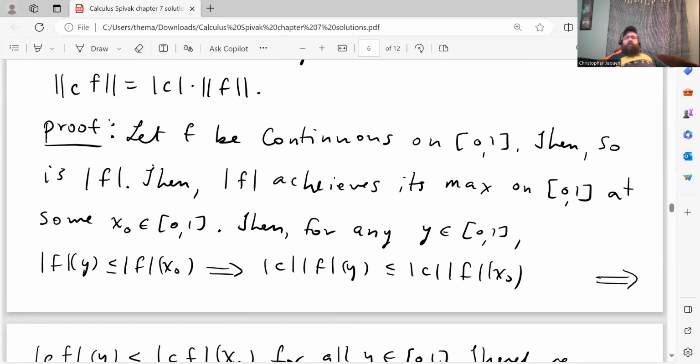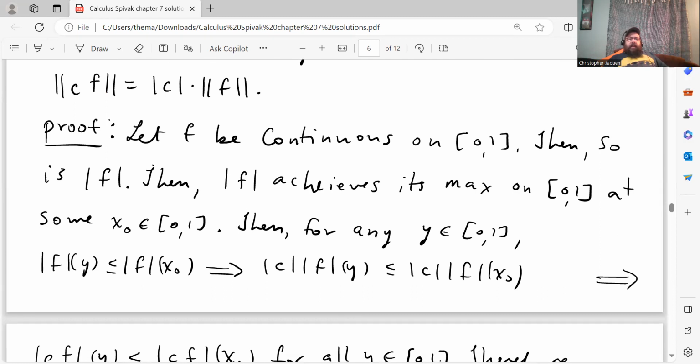Let f be continuous on the closed interval from 0 to 1, then so is the absolute value of f. Then the absolute value of f achieves its maximum on the closed interval from 0 to 1 at some x0 in the closed interval from 0 to 1. That's from, I think, theorem 3 in the chapter. Then for any y in the closed interval from 0 to 1, absolute value f of y is less than or equal to absolute value f of x0, because that's the maximum for f.